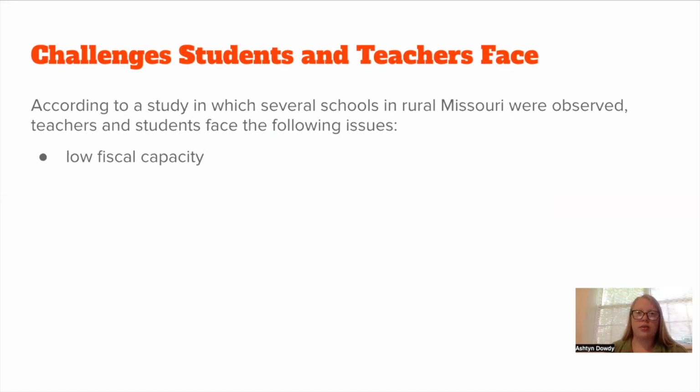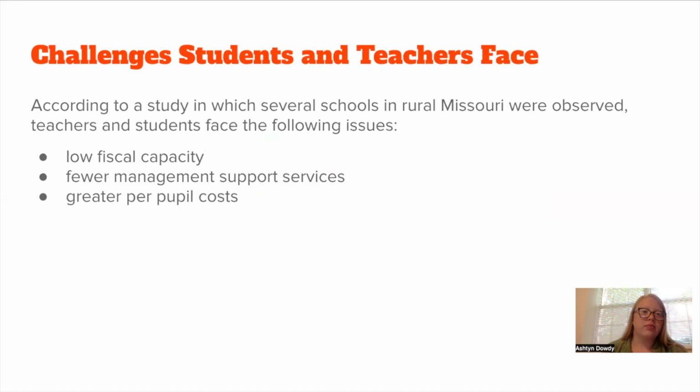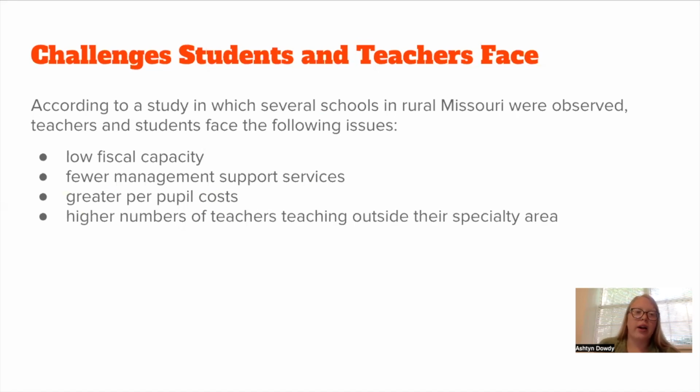So these low income schools tend to face things like low fiscal capacity, fewer management support services, greater per pupil costs. Again, costing more per student to provide the same education that elsewhere might be a little less money. Higher number of teachers teaching outside of their specialty area. This is something I have personally seen a lot. In the science department where I teach, we have people who don't have a background in science but are currently teaching a science course. For instance, maybe they have a background in social studies, but now they're teaching physical science. So that is a fairly prevalent challenge in these situations.